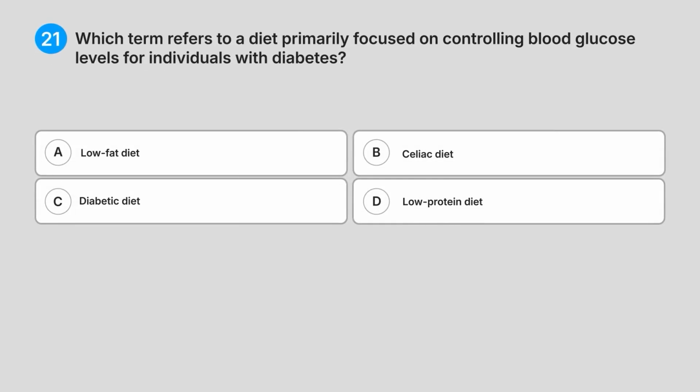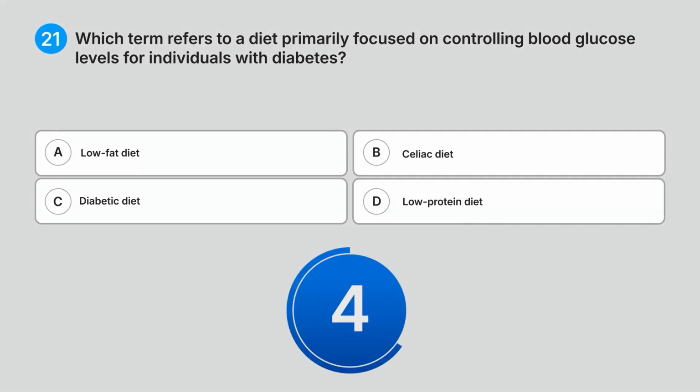21. Which term refers to a diet primarily focused on controlling blood glucose levels for individuals with diabetes? A. Low-fat diet. B. Celiac diet. C. Diabetic diet. D. Low-protein diet. Can you guess the answer?